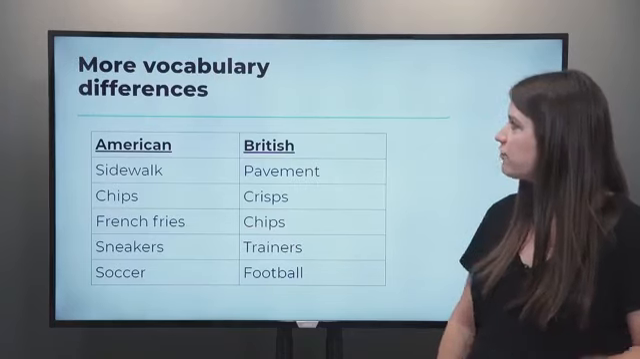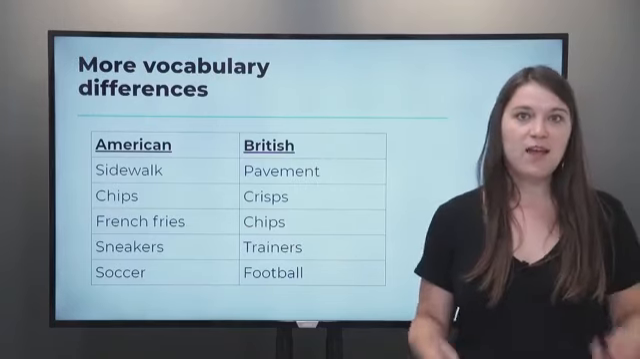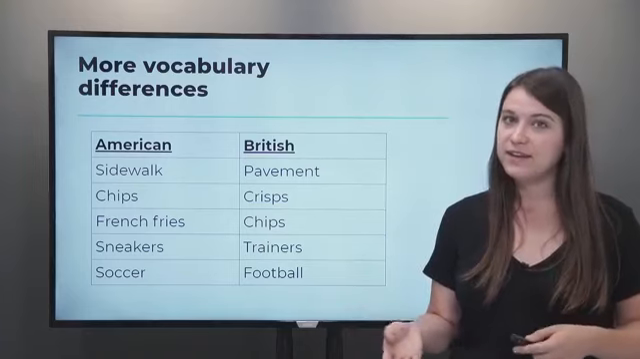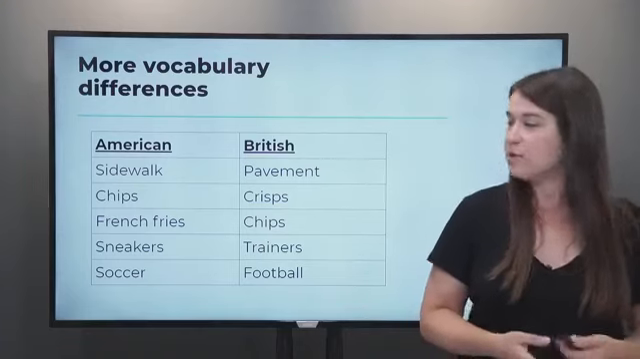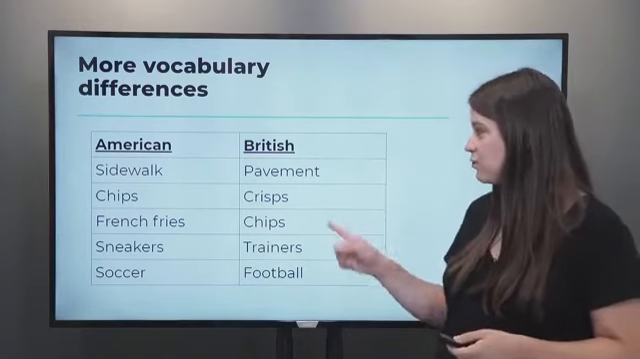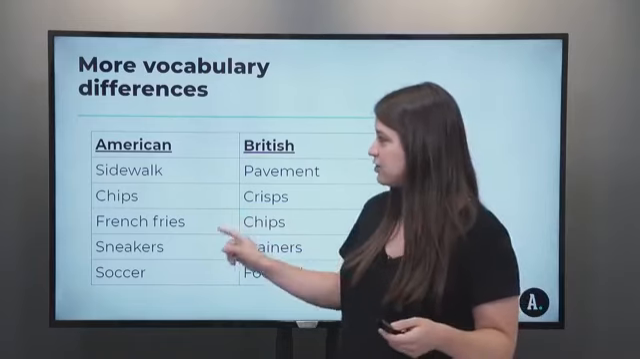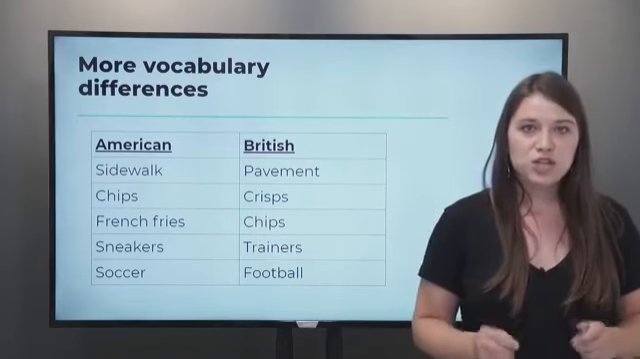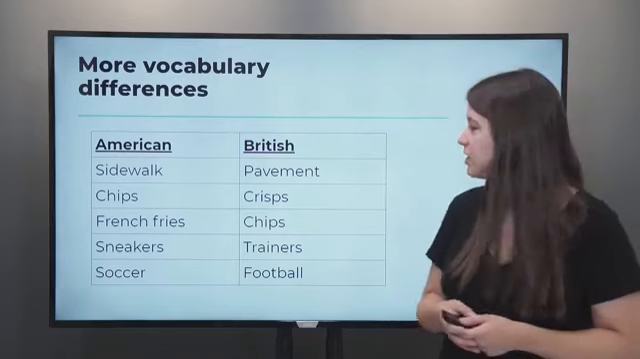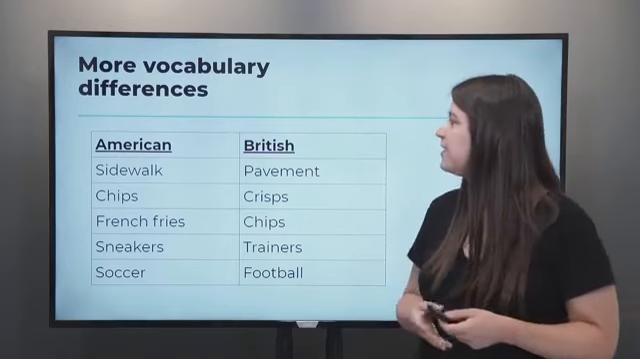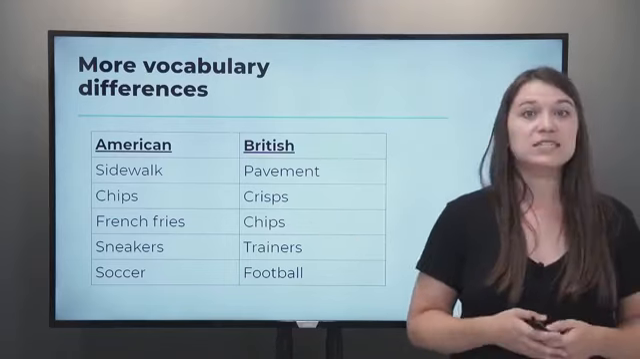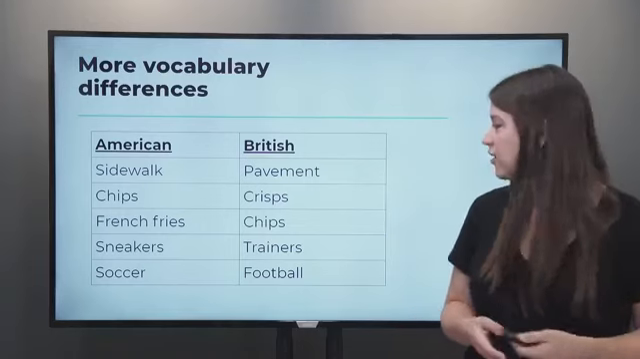Okay, let's look at a few more vocabulary differences, okay? We have the sidewalk in American English and the pavement in British English. This is a really good one, these two here, chips and French fries. Chips in American English are called crisps in British English, and French fries are called chips.